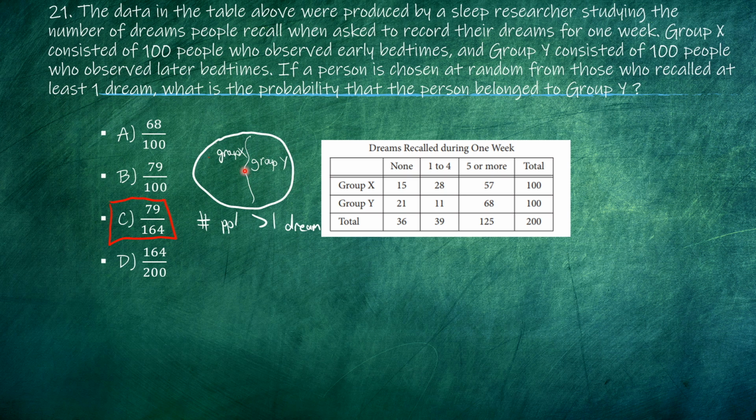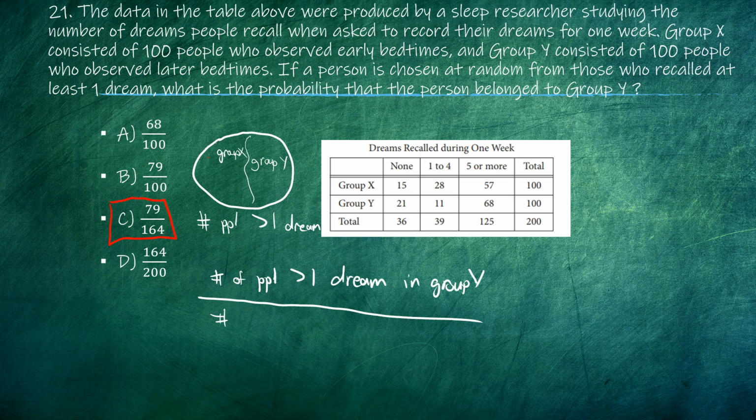So to know the probability that if we pick one random person from here, they belong to Group Y, we write this equation. The number of people with at least one dream in Group Y over the number of people with at least one dream. Right, and we can easily solve this by looking at the table.